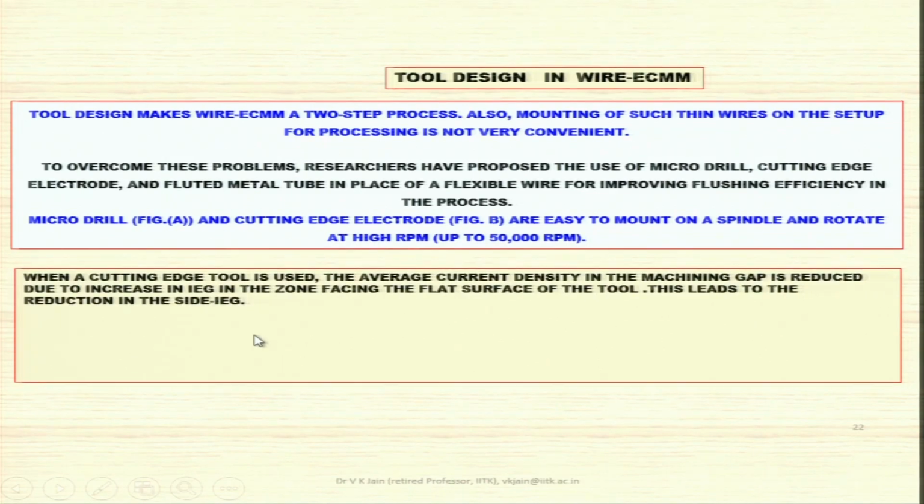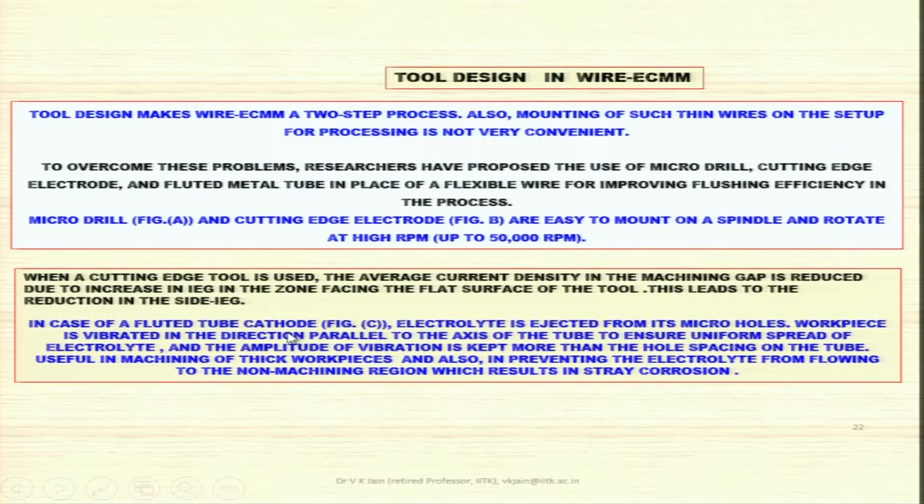When a cutting edge tool is used, the average current density in the machining gap is reduced due to increase in inter-electrode gap in the zone facing the flat surface of the tool. This leads to the reduction in the side inter-electrode gap.